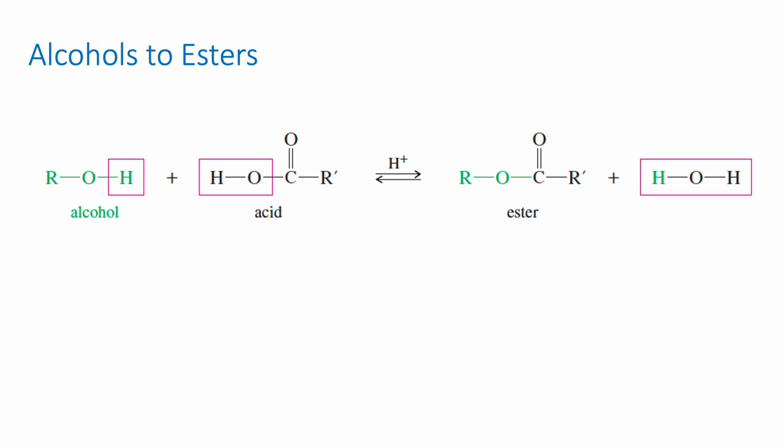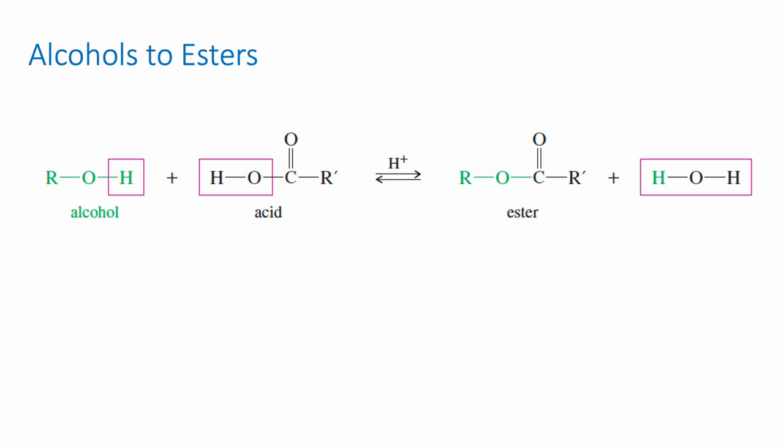So in this case, the carbonyl gets protonated, and then the alcohol can attack the carbonyl, and eventually we turn that OH, see that the OH is circled on the acid, that OH becomes protonated and turns into a good leaving group. It turns into water. So recognize that the alcohol on the left is green. It has a green ROH. And the ester on the right has the green RO.